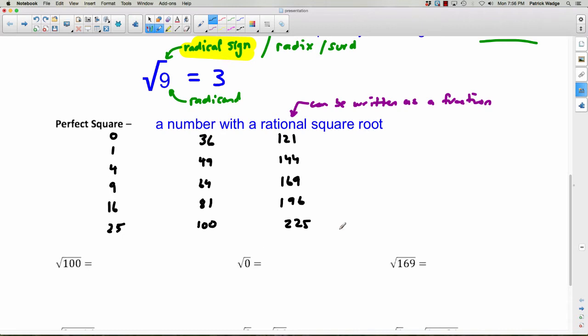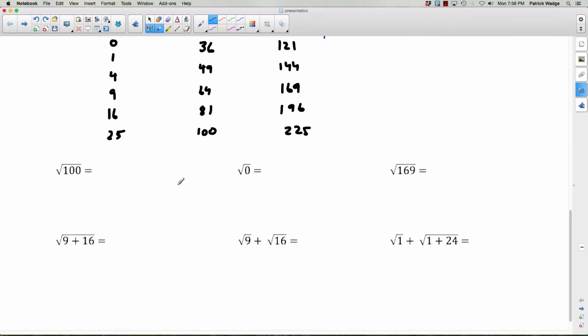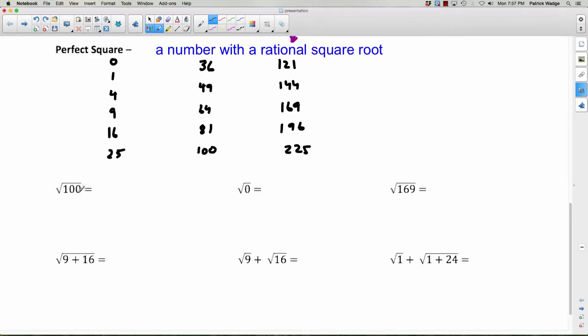Are there more? Yes. How many more? Infinite. So they go on and on and on, but knowing these 15 is very, very useful. So I can take the square root of any one of these, and I'm going to get a nice answer, right? Square root of 100. Yep, that is one of the perfect squares. It's right there. So I should be able to do this.